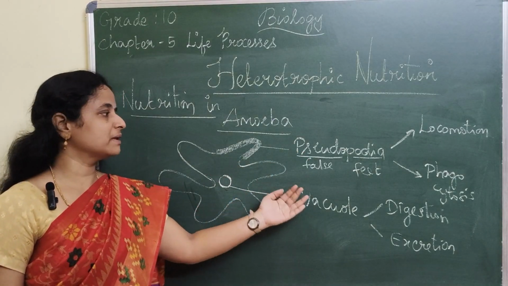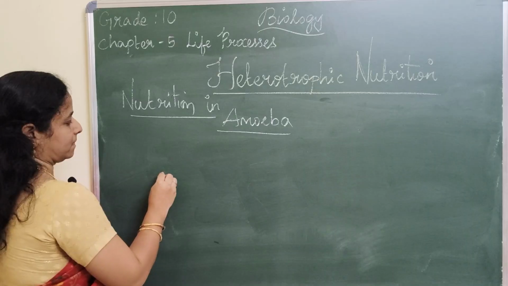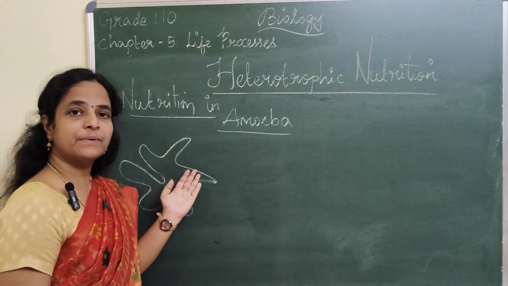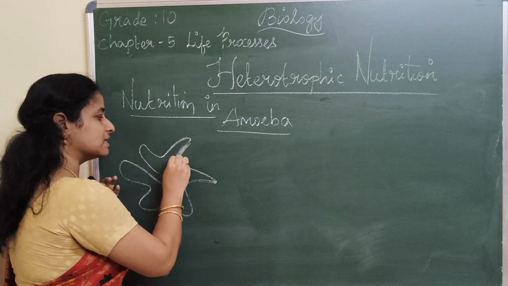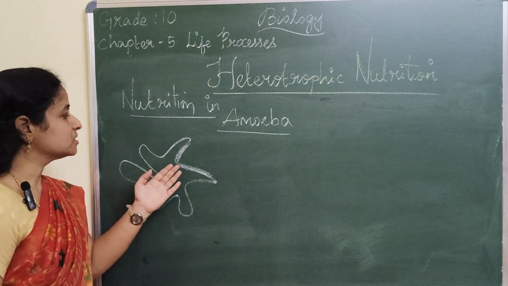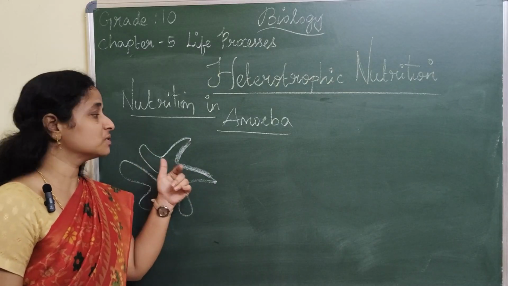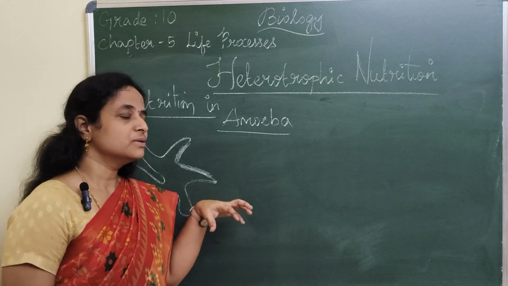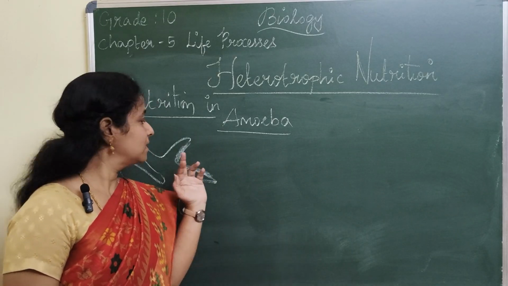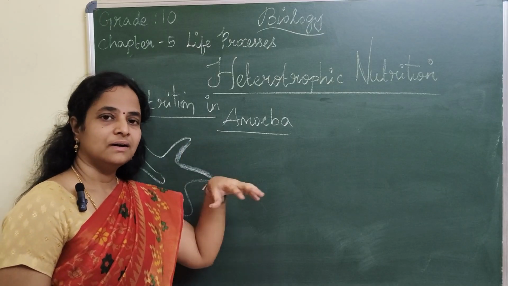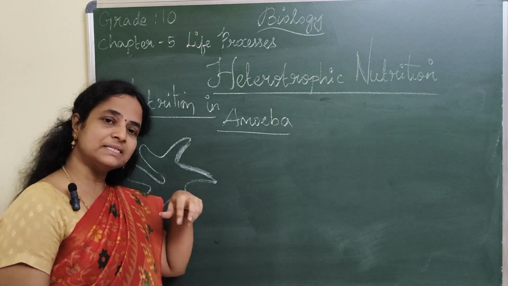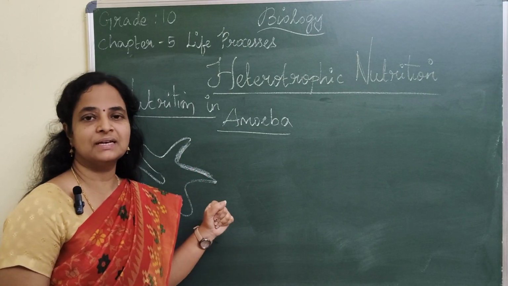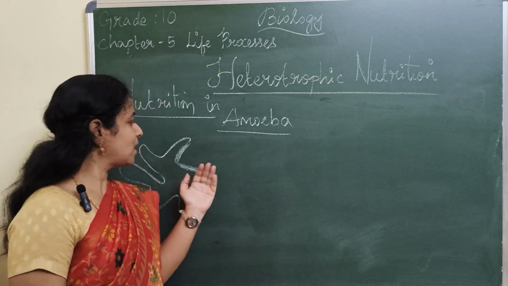So now let me explain how nutrition takes place. So I told you the cell membrane of amoeba is modified into a specialized structure called pseudopodia. So this pseudopodia will help in locomotion. The meaning of locomotion is movement. So the amoeba lives in water. So when they find its prey, the pseudopodia will help in catching the food. So one is it helps in movement. The other is catching up of the prey. That catching up of the prey is called phagocytosis. I'll tell you how it happens.